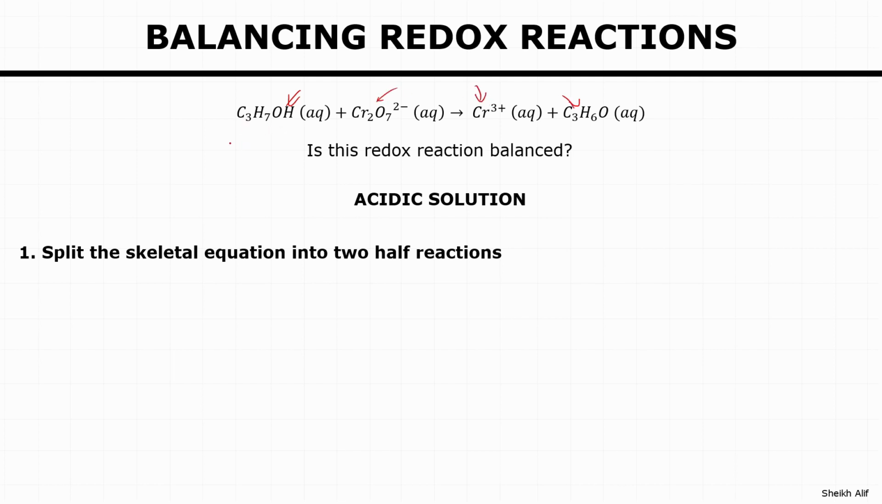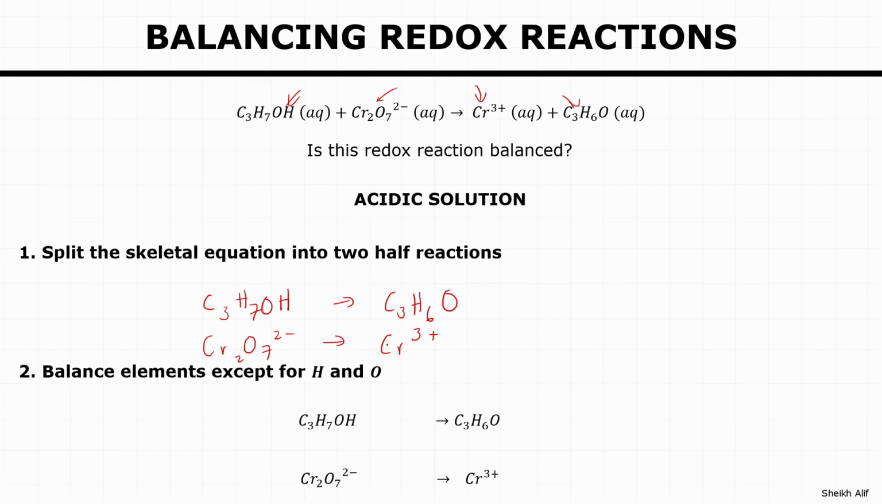So what we're really looking at is the carbons are staying the same, so C3H7OH is going into C3H6O. And then we have Cr2O7 to Cr3+. And obviously some of these are the ones being oxidized and reduced. And so that's why we want to split them up into half reactions. That's the first step.